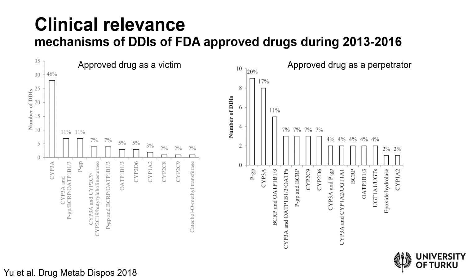There might be several reasons for this. One is, of course, that they are the most researched ones. We have good tools, or the best tools, to study them, but it might also be that they are the ones most relevant. It is likely that we will see other clinically relevant transporter DDIs coming up in the future as well, once we learn more and have better tools to characterize them.